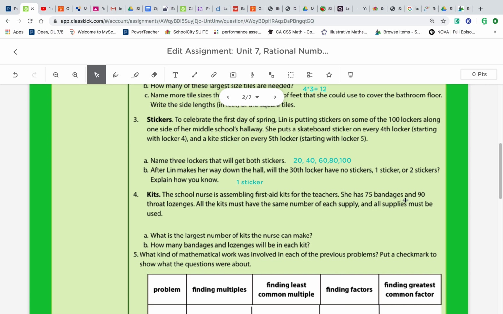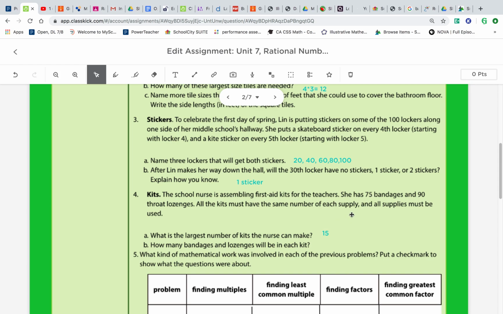If you remember from a previous activity, we listed the multiples of 15 up to 100, and 90 was one of them. So 15 is a factor of 90, and 15 is also a factor of 75. So if you listed all the factors for 75 and all the factors for 90, 15 would be the greatest common factor. So we can say she would make 15. How many bandages and lozenges will be in each kit? Well, if you're going to have 15 kits, how many bandages are going to be in each kit for 75 total?